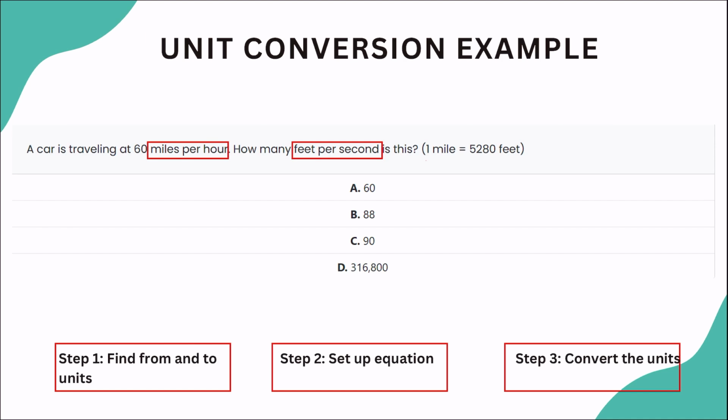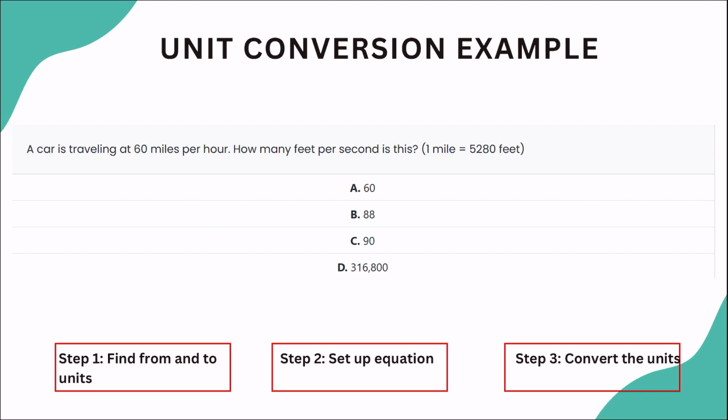So our question reads, a car is traveling 60 miles per hour. How many feet per second is this? And like I said, it's giving us this unit conversion between miles and feet. So I'm going to find from units and to units. So we're going from miles per hour, and we're going to feet per second. Okay, so now we have our from and to set up.